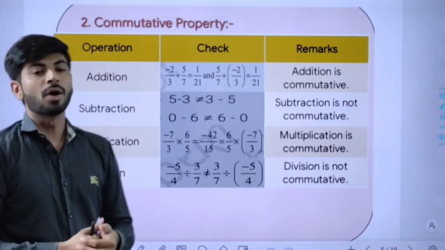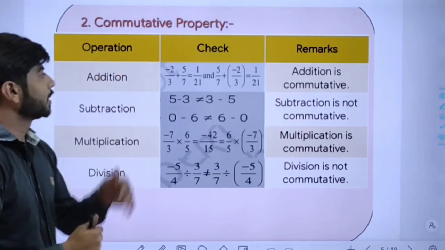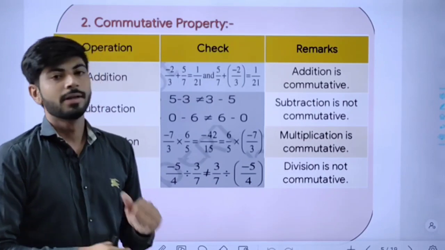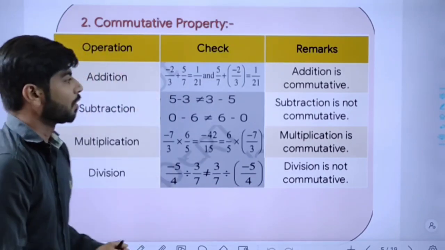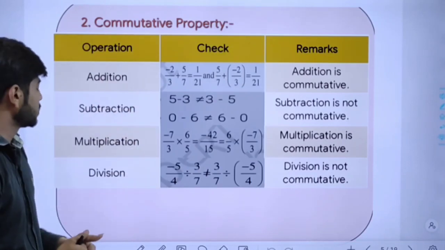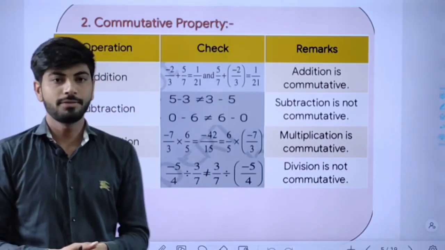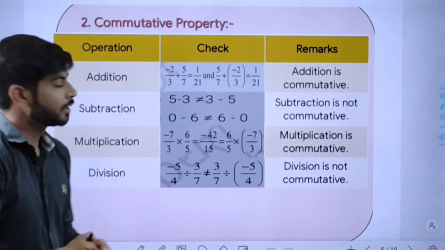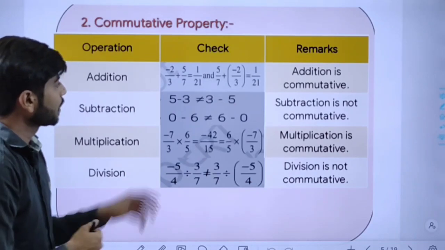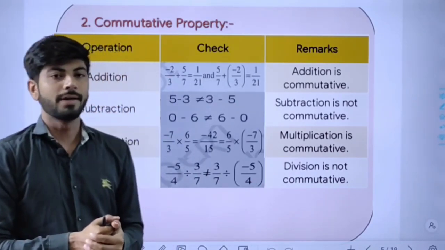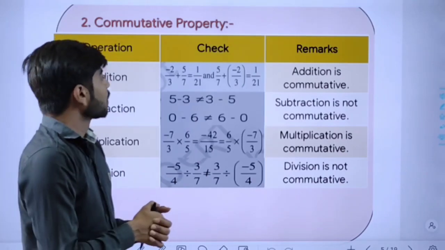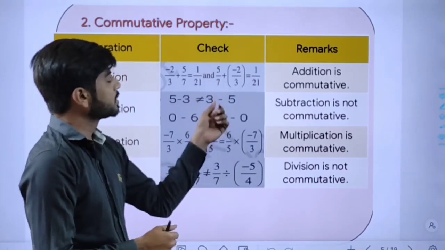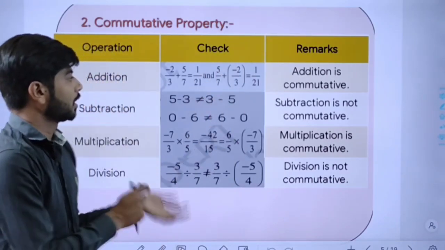Okay, now the next property. The second property is the commutative property. In the commutative property we know that if we change the order, the answer should be the same, then we can say the commutative property is followed. First of all we will check for addition, then subtraction, multiplication and then division. In addition we have two numbers, minus 2 upon 3 plus 5 upon 7. If we add them, we will get 1 upon 21. Now similarly, if we add 5 upon 7 plus minus 2 upon 3, we have changed the order.